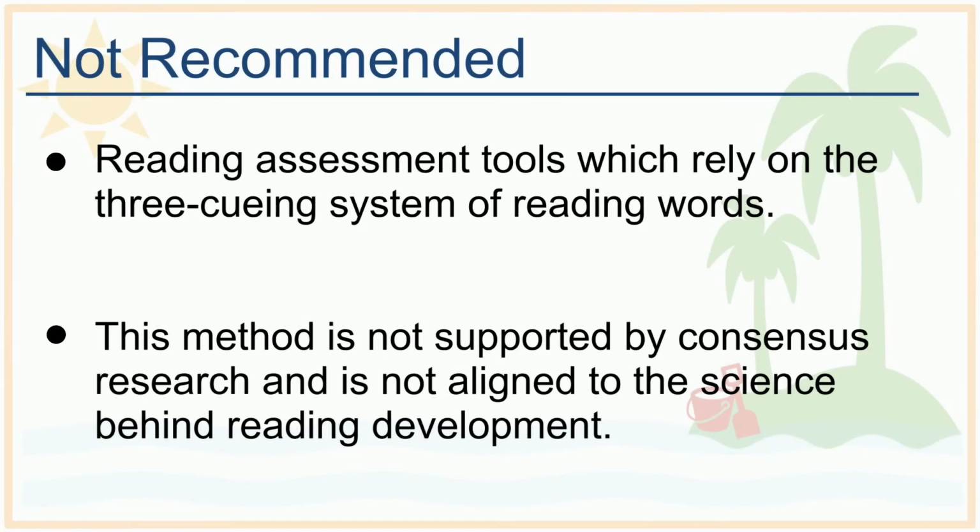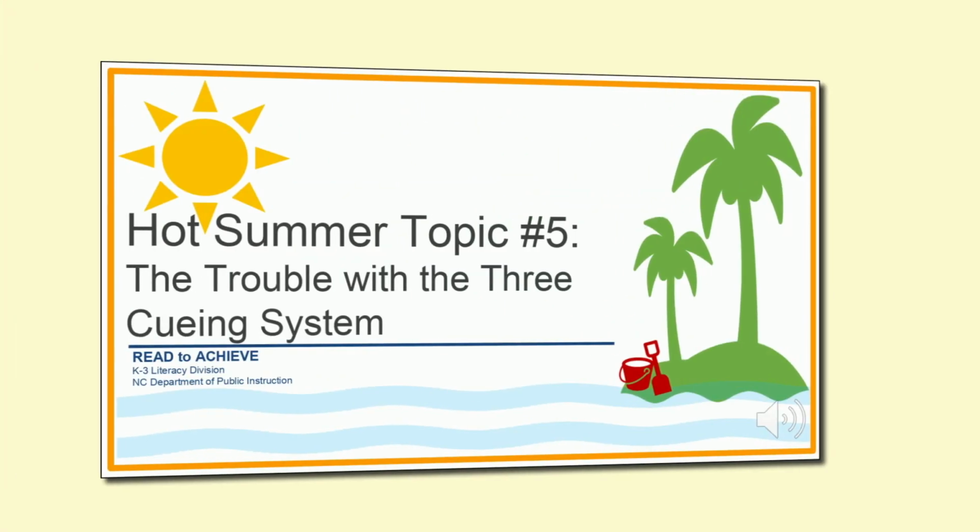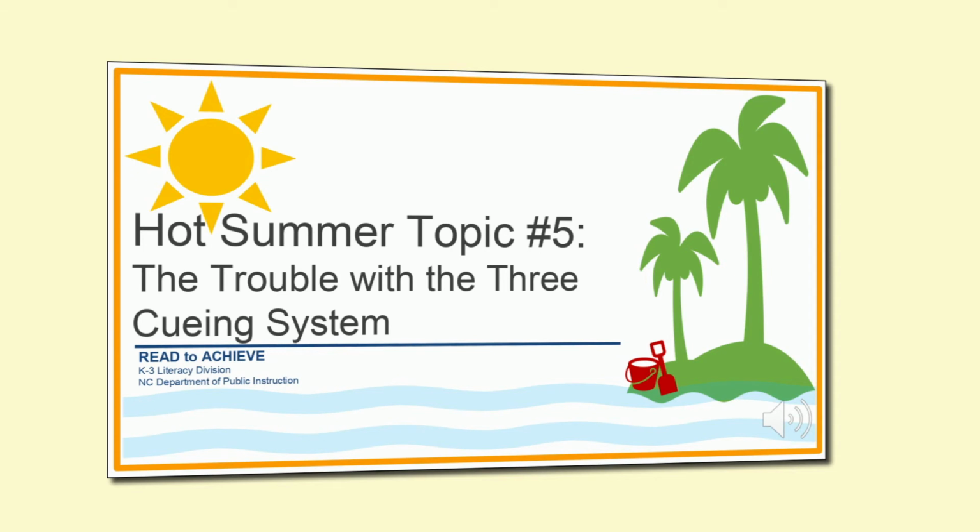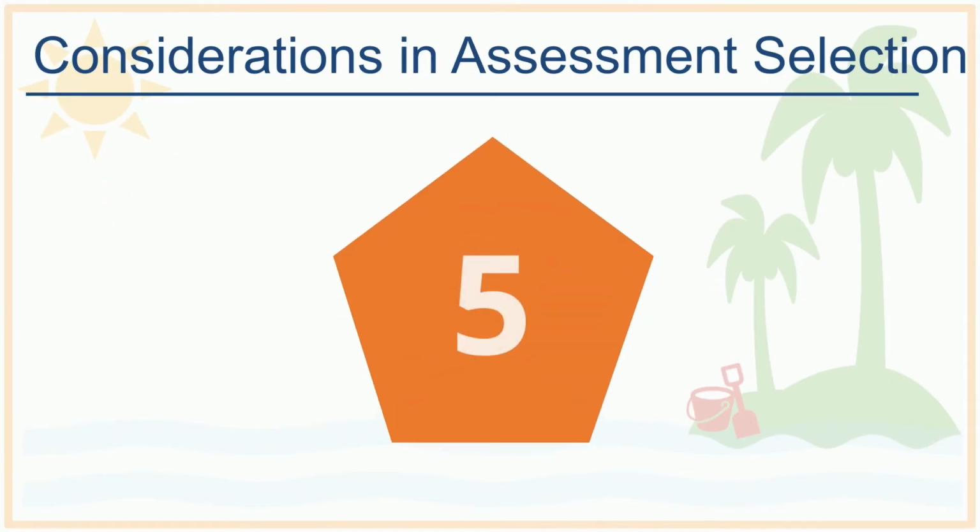There are a number of assessment tools which do not align to the research and principles of the science of reading. While some tools may be popular in many schools, they rely on the 3Q system of reading words, also known as MSV, which is a method that is not supported by consensus research. To learn more about the 3Q system, please view Hot Summer Topic number 5, The Trouble with the 3Q system, which can be found in our Padlet.